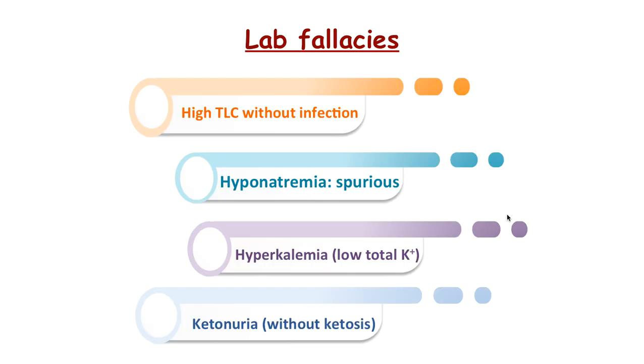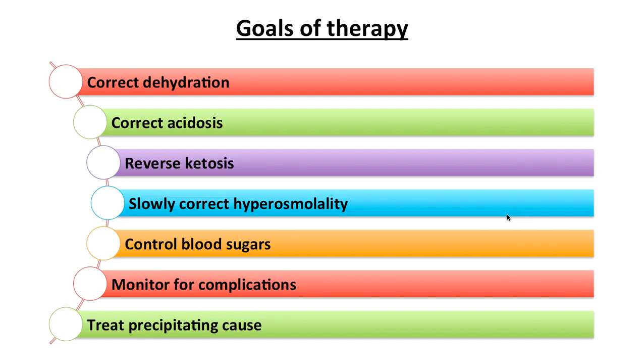There are lab fallacies as well. These patients have high TLC without infection, which could be because of hemoconcentration or stress. Hyponatremia is a spurious finding in a case of diabetic ketoacidosis. We will talk about it later also. Then these patients may have hyperkalemia despite having a low total body potassium. It is because there is relative insulin deficiency. And then we have already discussed that ketonuria may persist even when the ketonemia has resolved.